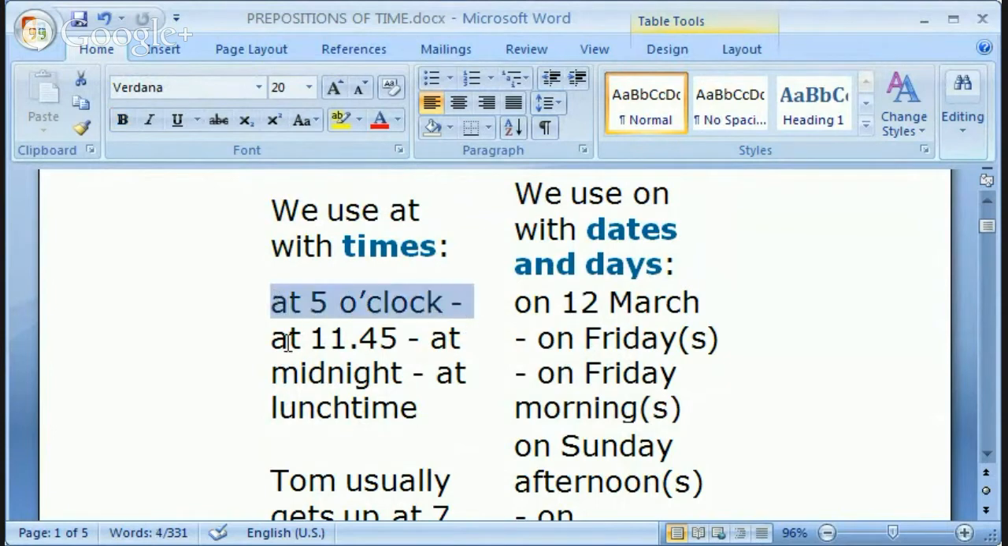At 5 o'clock, at 11:45. Okay, also, we use at whenever, okay, at midnight. Obviously, midnight is a specific time. Right? What time is midnight, Andre? Midnight, 12 o'clock, 24 o'clock. Okay, very good. Sometimes 24 o'clock.